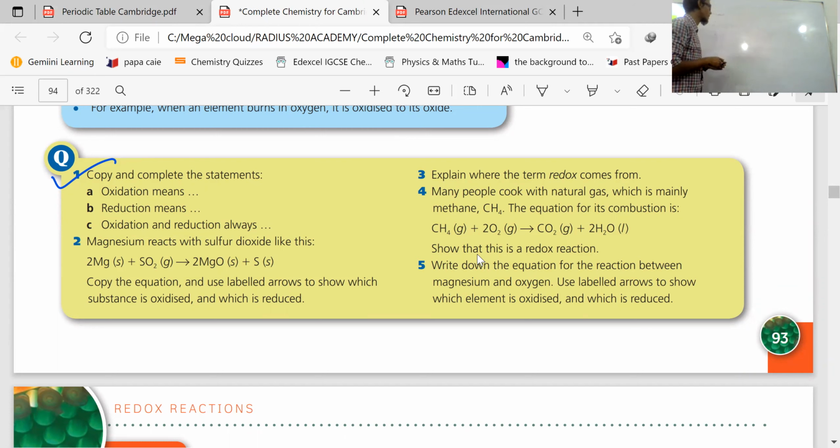So this is very important. And if you understand this chapter properly, writing equations, which is the most problematic stuff in chemistry, will become easier.